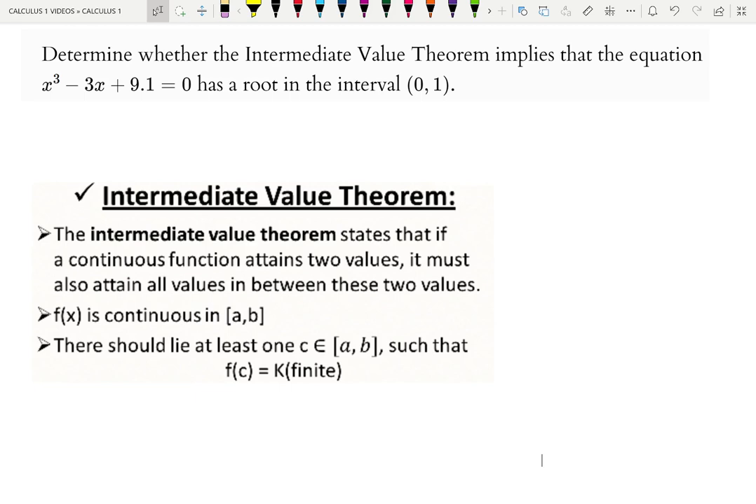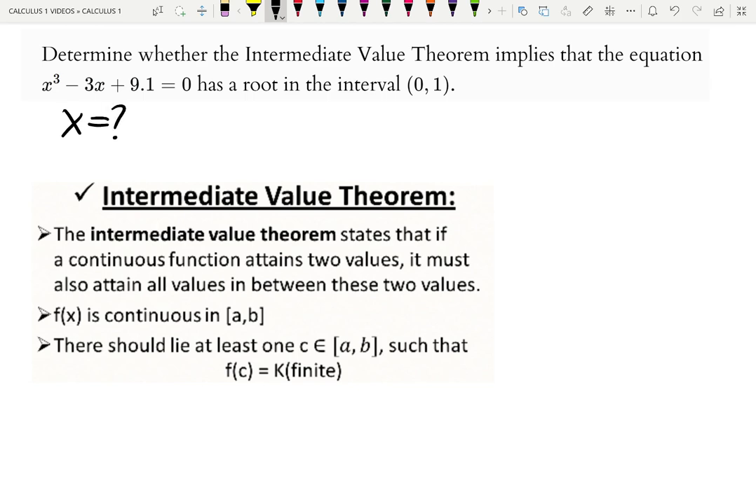Determine whether the intermediate value theorem implies that the given equation has a root on the given interval. In this case, we are working with a cubic function, x cubed minus 3x plus 9.1 equals 0. Having a root means finding the solutions for x that make this cubic function equal to 0.